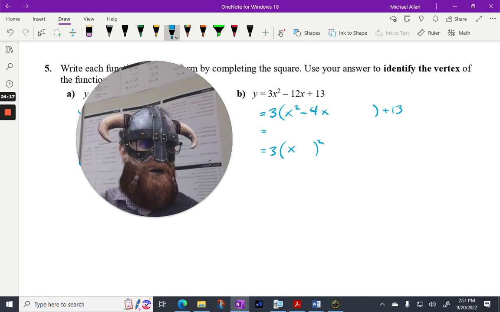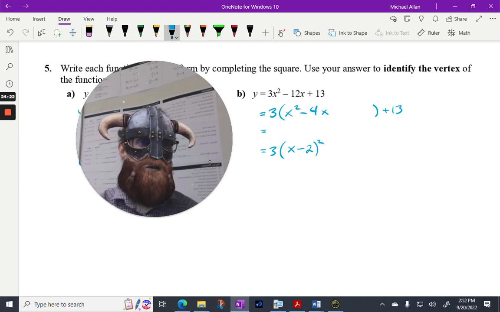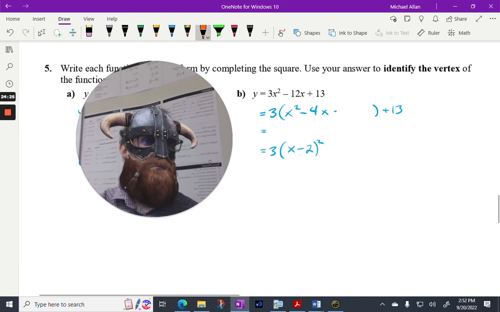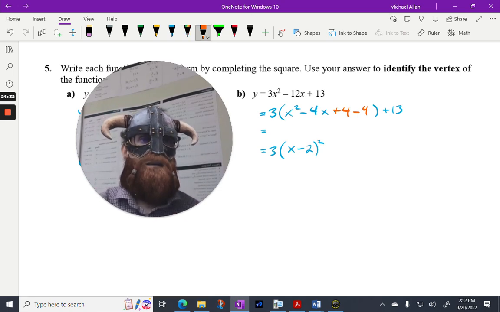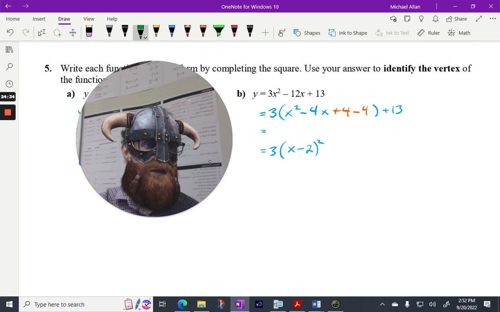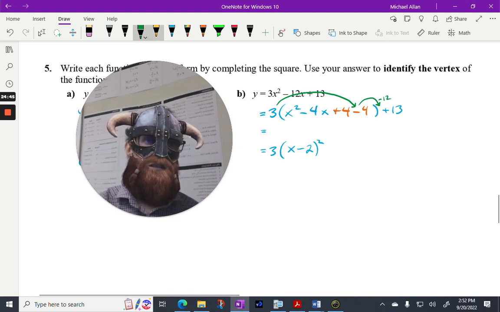So take the 4, divide it by 2. I take that 2, and I square it. So -2 times -2 is +4. But then I had to minus that 4 because I'm not allowed to really change the line. I can make it look different. Then I take that 4, the -4, and I have to pop it out of the brackets. So 3 times -4 is -12. -12 plus 13 is 1.